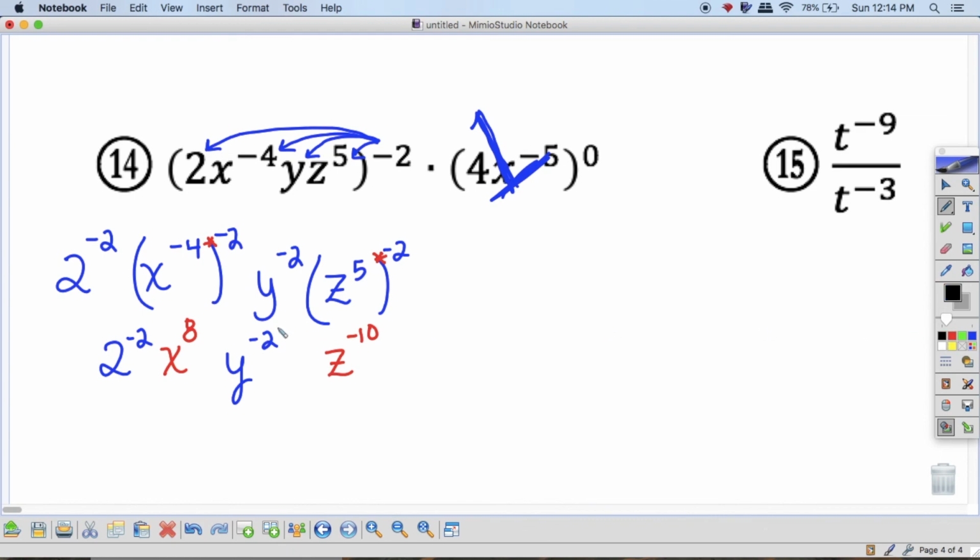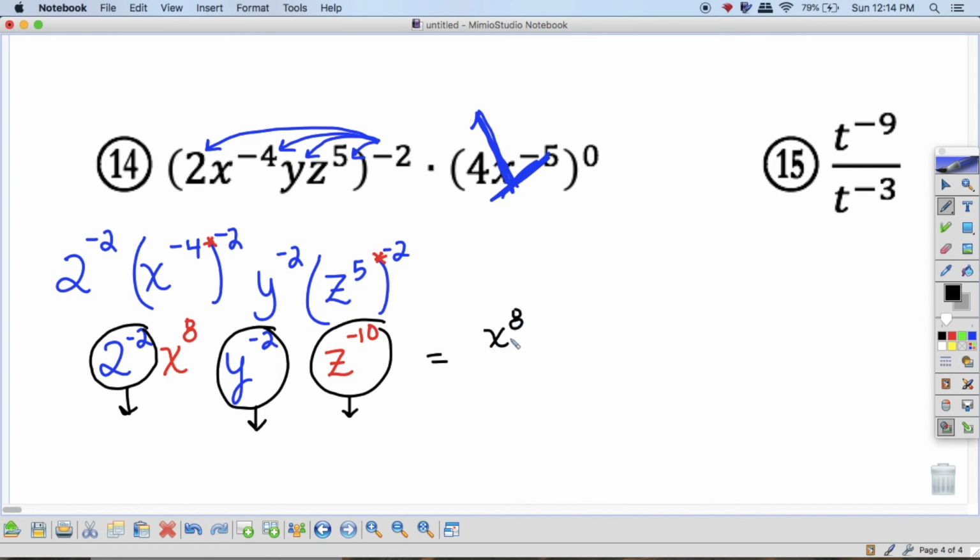Then what do I need to do? I need to take any negative exponents and move them across the line and change the sign. If there's no fraction yet, that means it needs to move to the bottom. So what do I have? x to the 8th stays on the top. This 2 to the negative 2 would be 2 to the positive 2 on the bottom. Y to the positive 2 on the bottom. Z to the positive 10 on the bottom. And then I could do what 2 squared is, which is 4. Y squared z to the 10th.